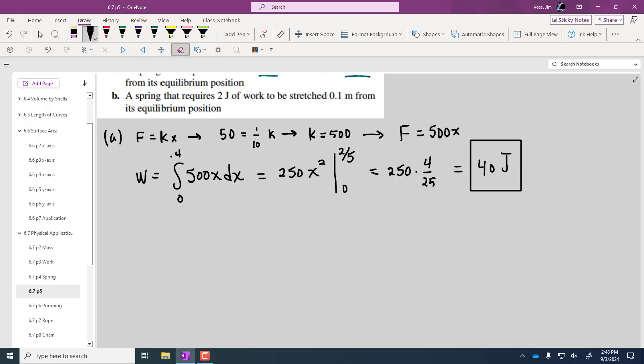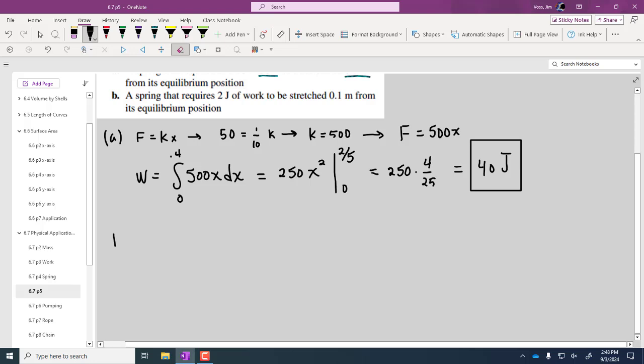All right. So that one follows the pattern that we saw in the last couple, where you get your k value by looking at some initial value where they give you force and they give you distance. Let's take a look at this next one. This next one's a little different.